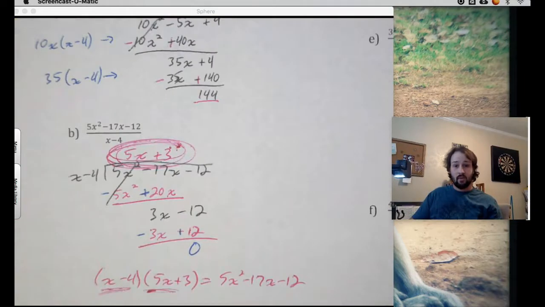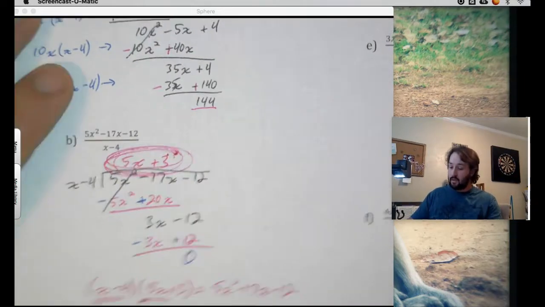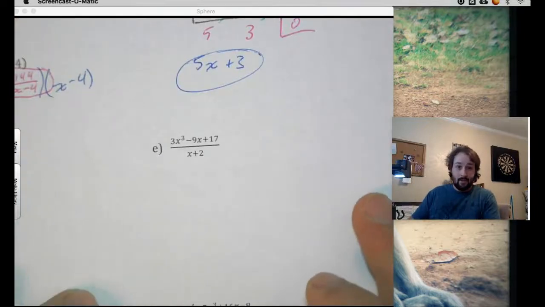Same thing that I got over there. We knew it was going to be 5x plus 3. So that's it. That's synthetic division.